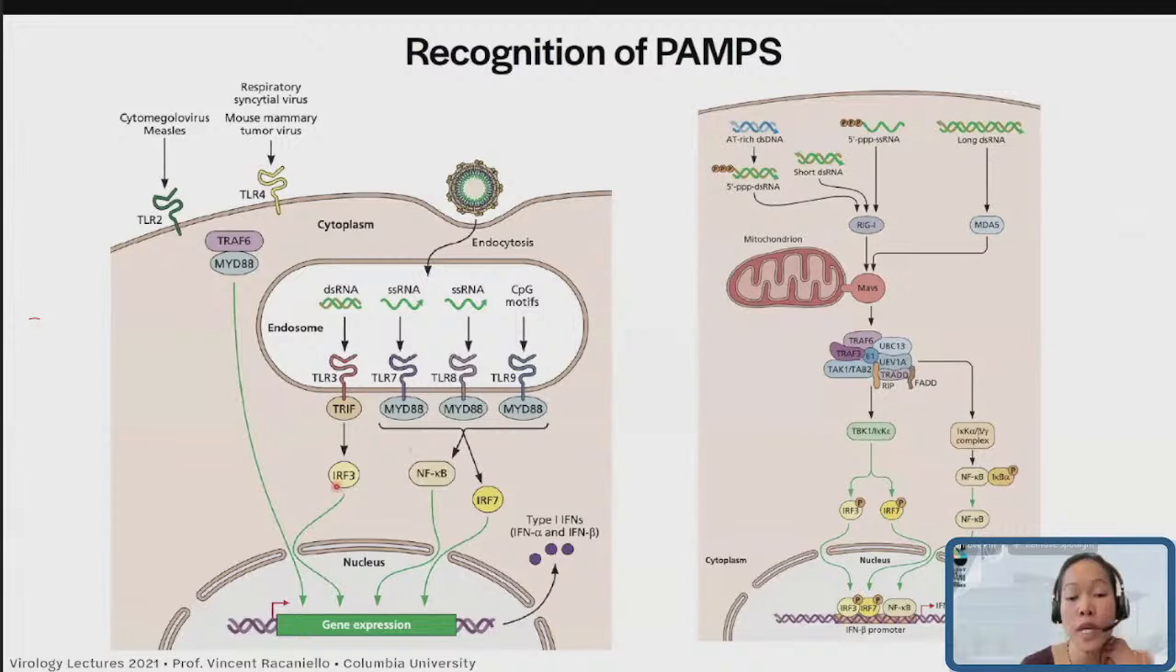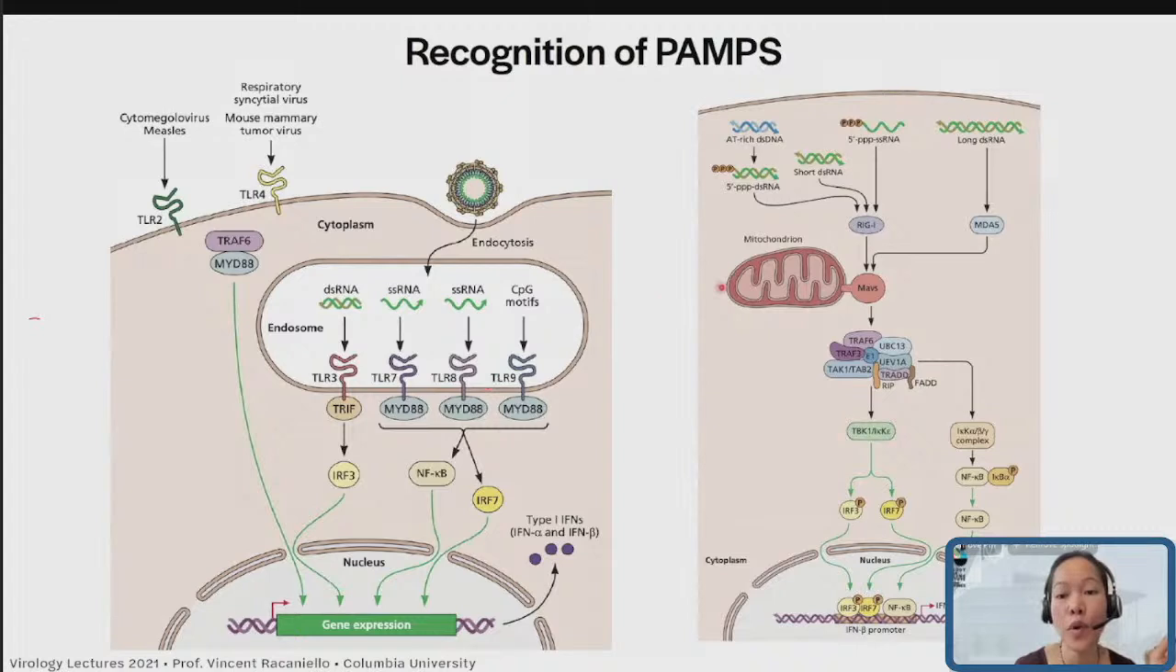So this is your cell, your plasma membrane, this is your cytoplasm, and this is your nucleus. So na-translocate yung mga transcription factors from cytoplasm to the nucleus. And siya yung nagkokontrol ng gene expression para makapag-produce ng interferon, either interferon alpha, beta, lambda, and so on. And isa to sa mga Toll-like receptor pathways.